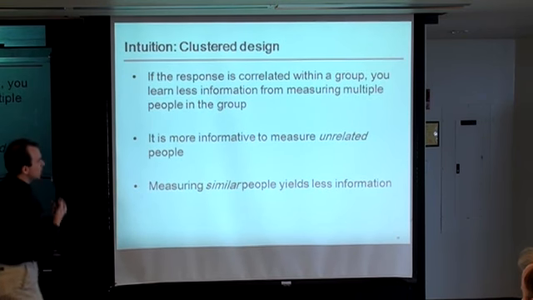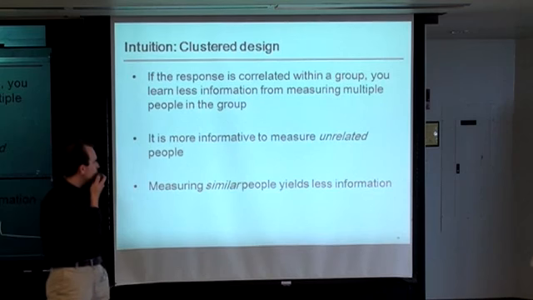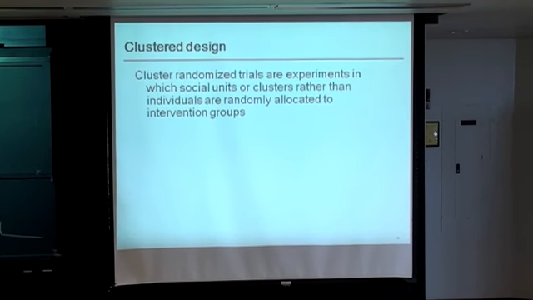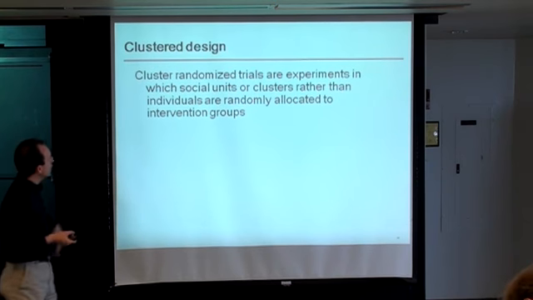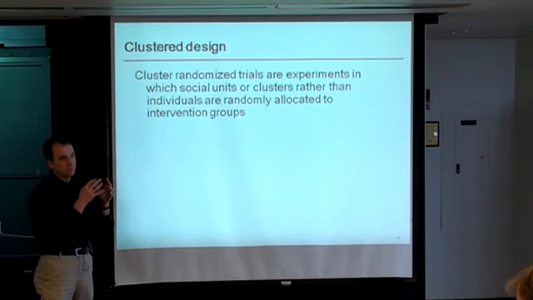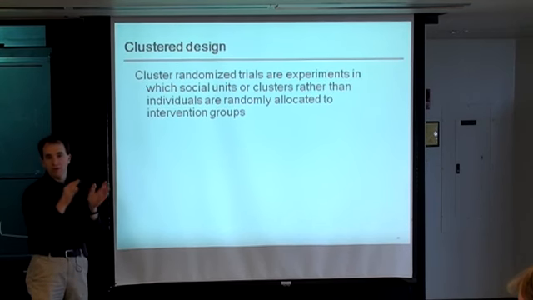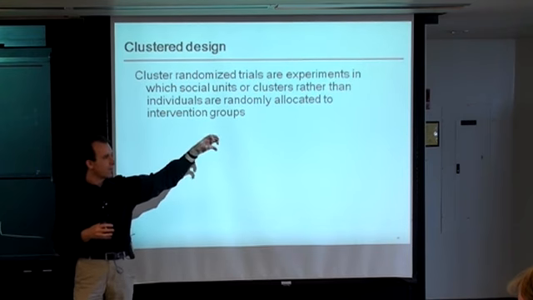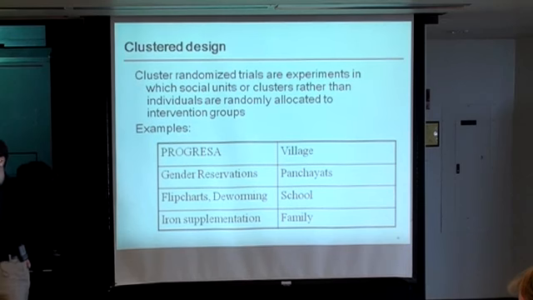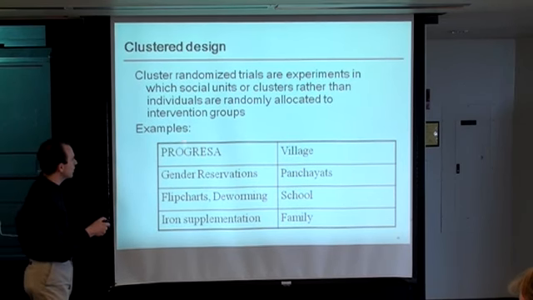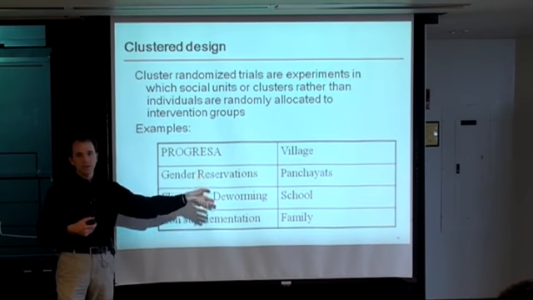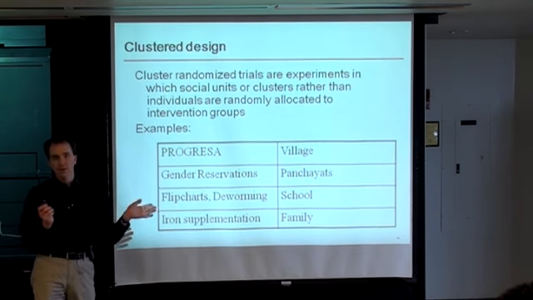Right. So as I was saying, when possible, it's better to do an unclustered design. A cluster randomized trial is one in which the units that are randomized are clusters of units rather than the individual units. So I randomize a whole cluster at a time rather than person by person. And there are lots of common examples of this. The Progresa program, for example, in Mexico, a conditional cash transfer program, they randomized village. Some villages were in, some villages were out. If a village was in, everybody was in.